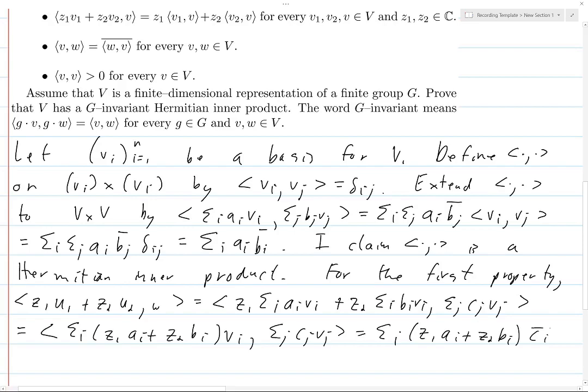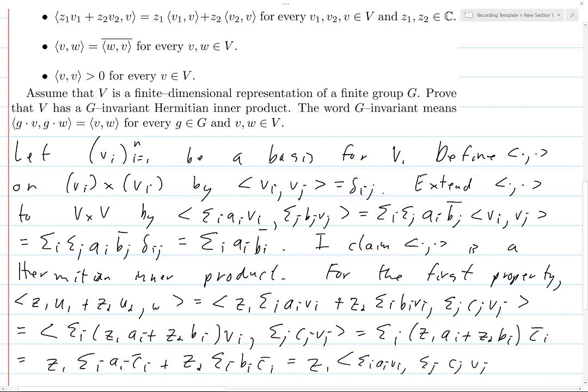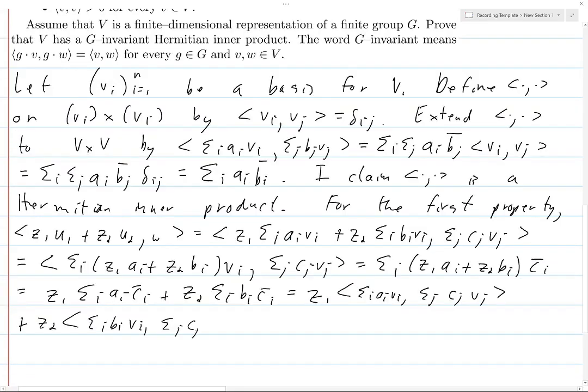So this is equal to z1 and then sum i, a_i c_i, just distributing it, plus z2 sum i, b_i c_i, and then we basically go backwards, and this is going to end up being z1 of sum i, a_i v_i, sum j, c_j v_j. Then we're going to add z2, and then sum i, b_i v_i, sum j, c_j v_j. It's not a u, that's a v. But then look, this is just z1 u1 w plus z2 u2 w. Okay, so that's the first property.